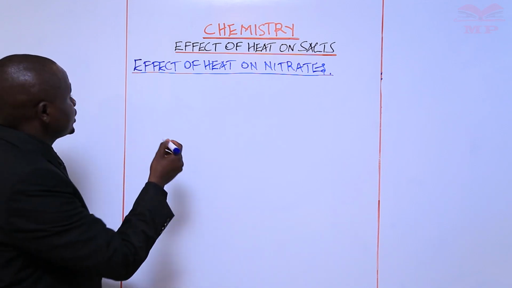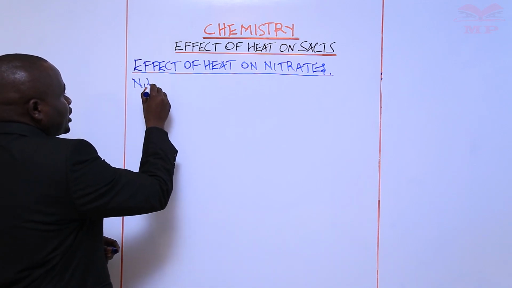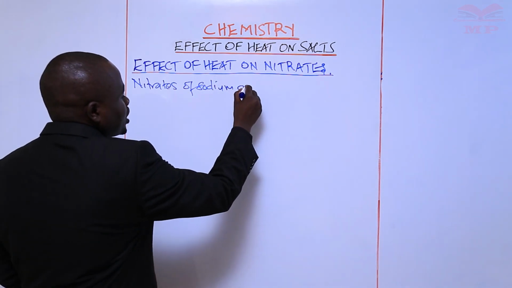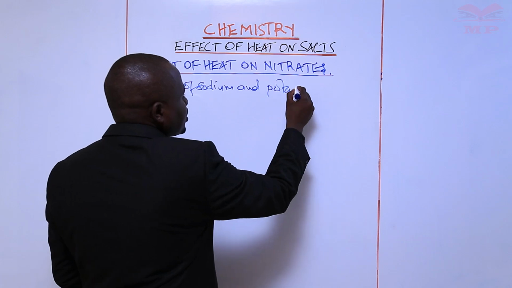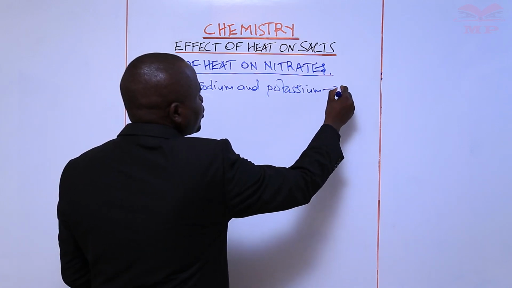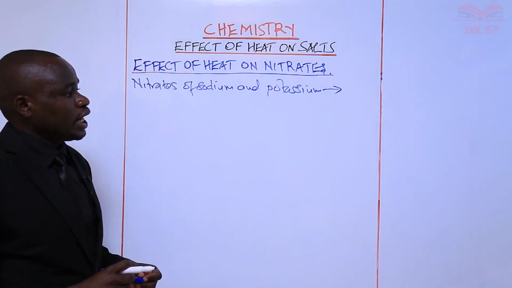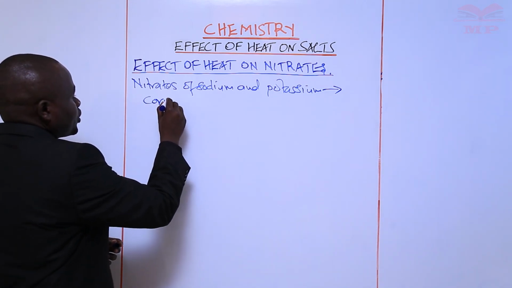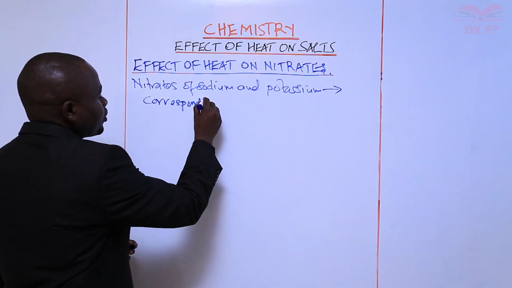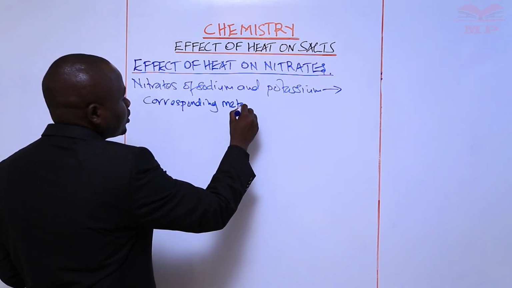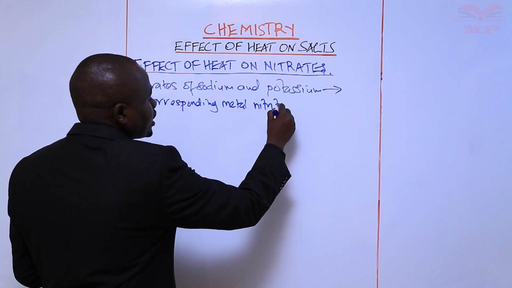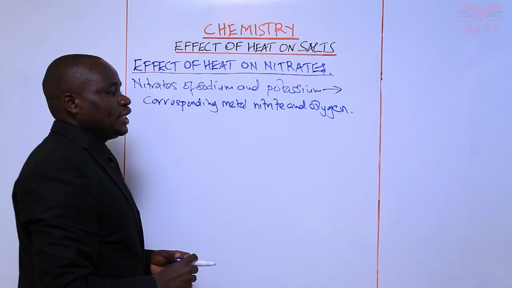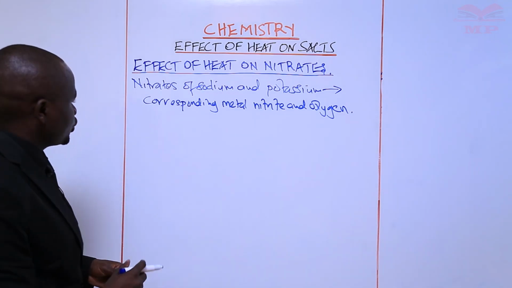So learner, we need to know this, that the nitrates of sodium and potassium, these two decompose on heating to give you two products. The products are the corresponding metal nitrite and oxygen gas. So we illustrate that using an equation.